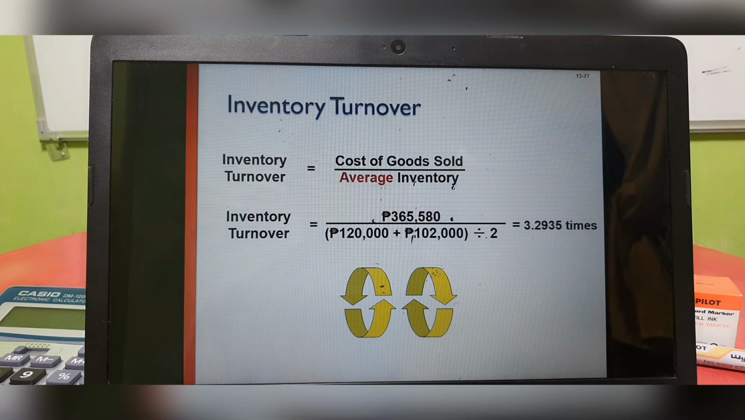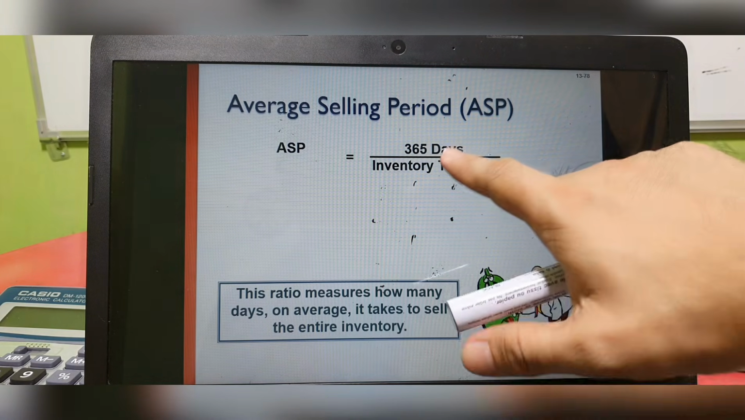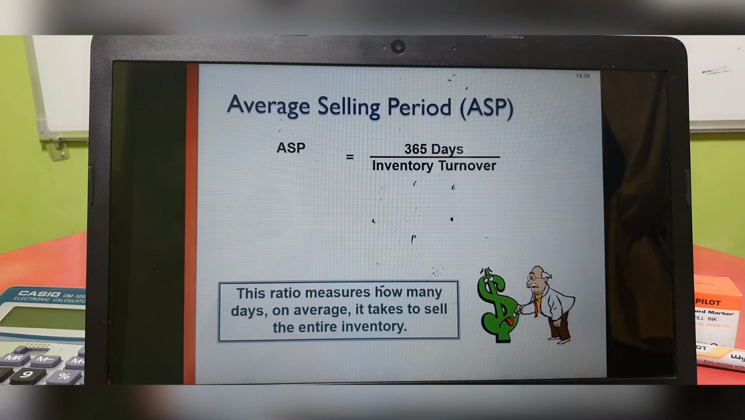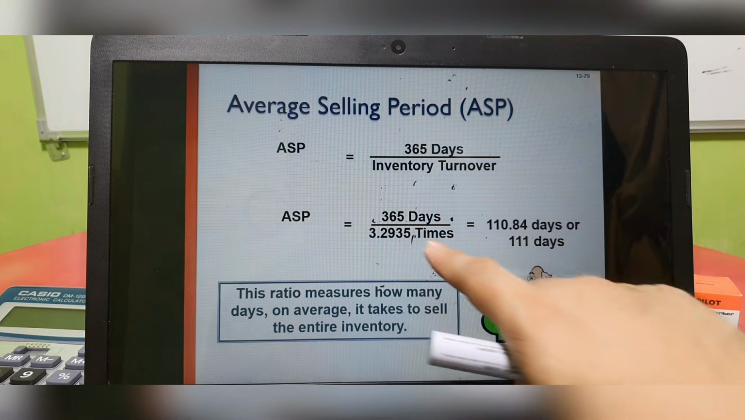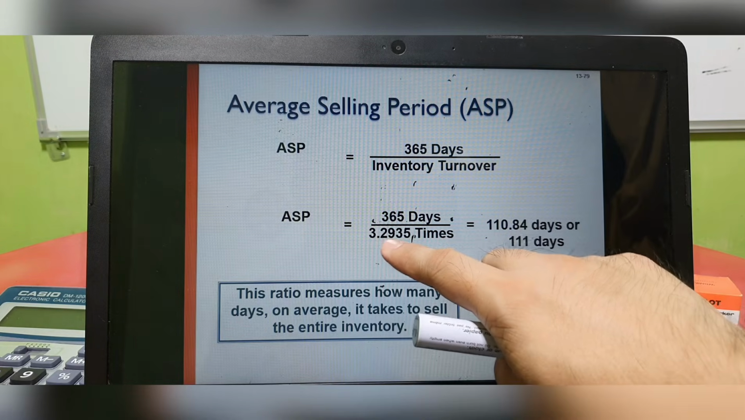Pero what does it mean? Kasi pag times, mukhang mas madaling intindihin kung i-convert natin into days. Okay? So days in inventory or what we call average selling period. We just divide 365 days over inventory turnover. Yes, 365 days. If the problem is silent, we make use of 365. Unless sabihin ng examiner na 360 yung working days natin.